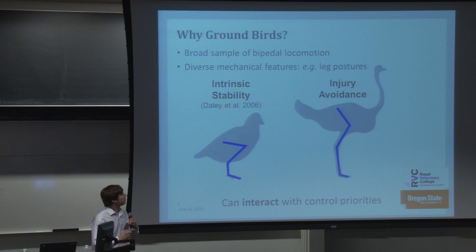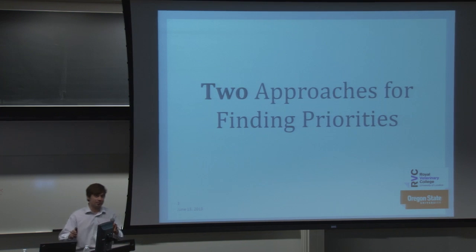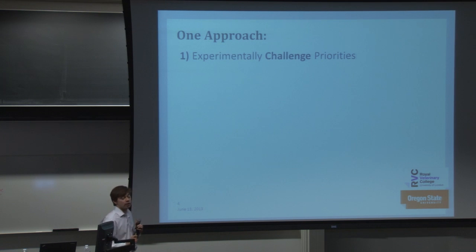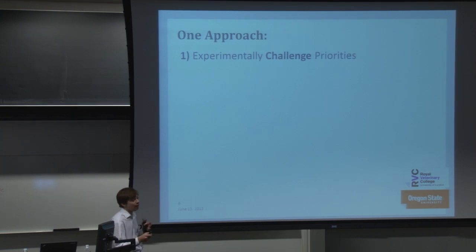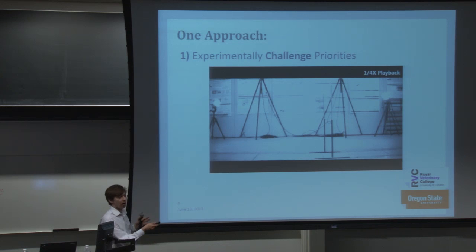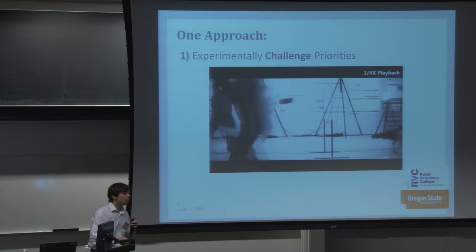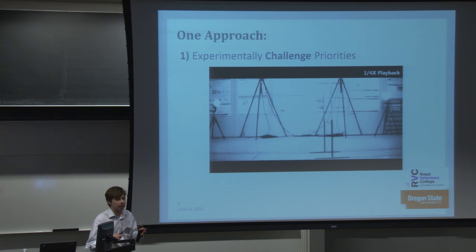So what are our methods for finding these objectives? Our first one is in order to actually take experiments and then sort of challenge these priorities. So here is our runway. And this is the turkey that's running across here. He's running across, but his priorities aren't being challenged heavily between injury avoidance.